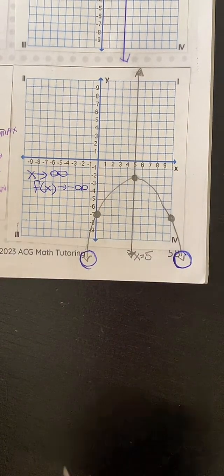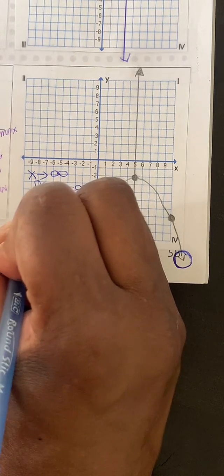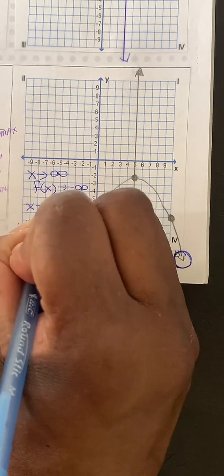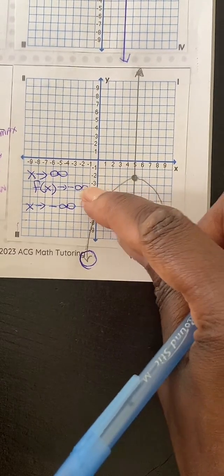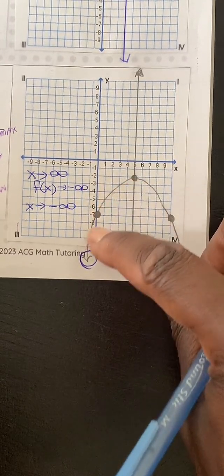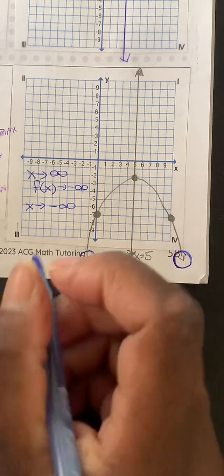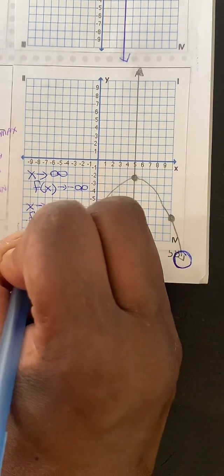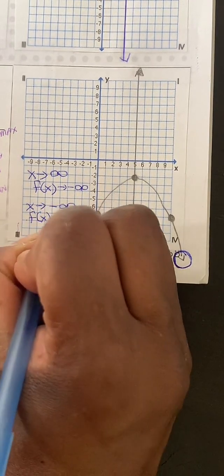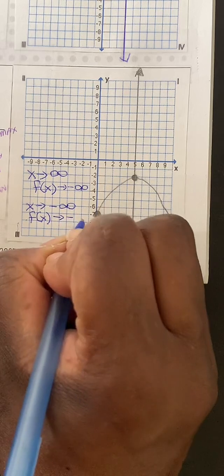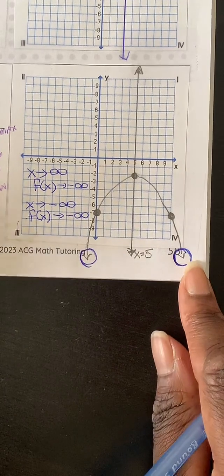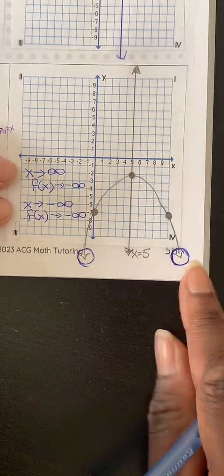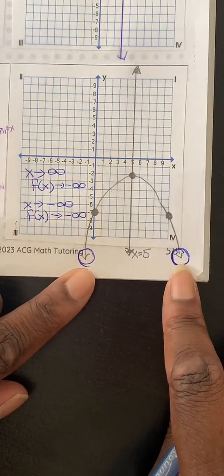So if I take it the other direction, as my x is approaching negative infinity, that means as my graph is going to the left, my y's are also going down. So my f of x is going to negative infinity. Okay? This is how you list out your end behaviors.